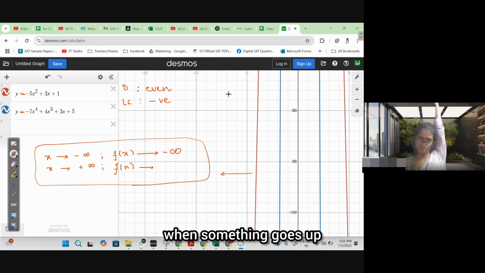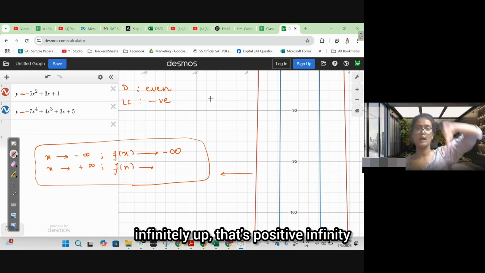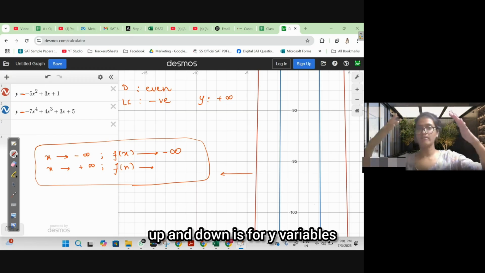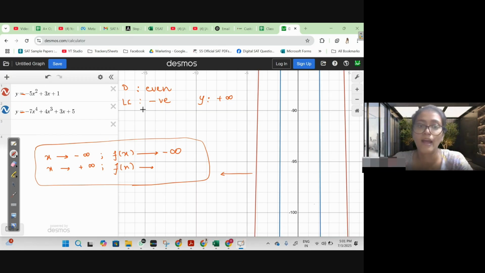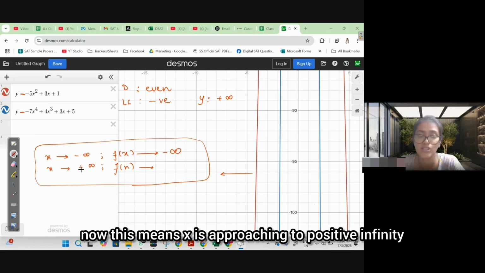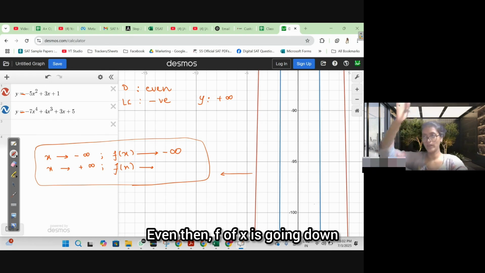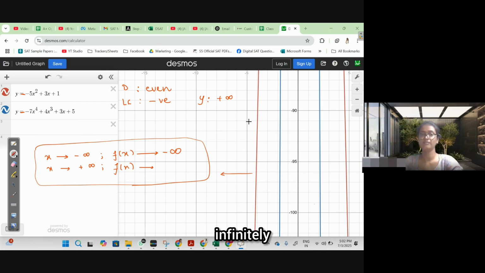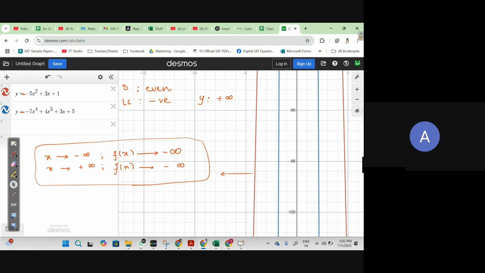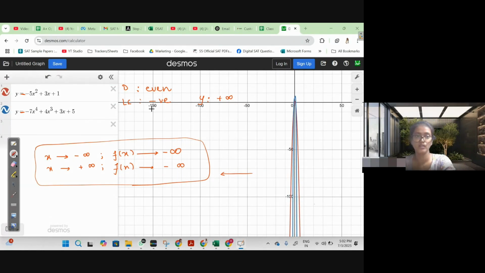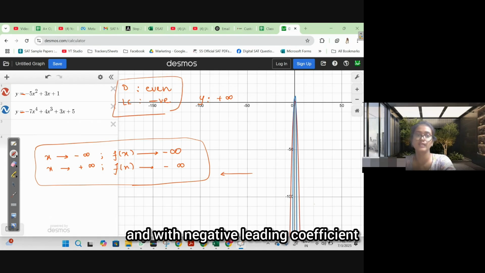When something goes infinitely up, that's positive infinity. Up and down is for y variables and left and right is for x variables. And now x is approaching positive infinity. That means we are going to the extreme right side. Even then, f of x is going down infinitely. Since it's going down, it is negative infinity. So this will happen for every even degree polynomial with a negative leading coefficient.